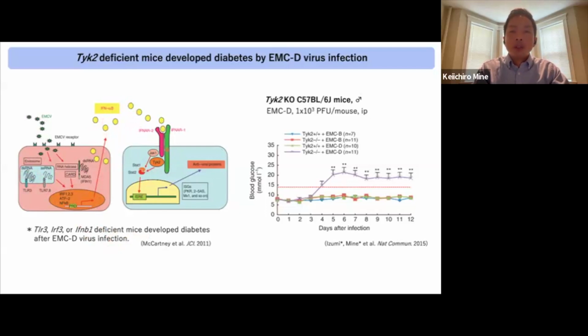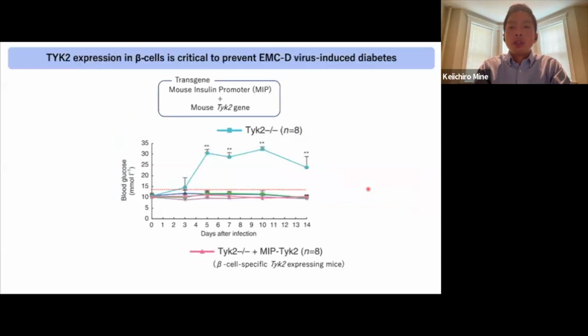We focus on TYK2 because, as I mentioned before, some studies suggested that the TYK2 gene locus was associated with type 1 diabetes in humans. We generated TYK2 gene knockout Black 6 mice and revealed that the mice developed diabetes after EMCD virus infection. So we analyzed the role of TYK2 in virus-induced diabetes using this model. This is a highlight of this study.